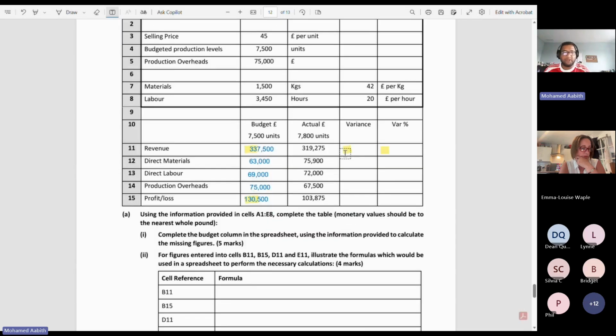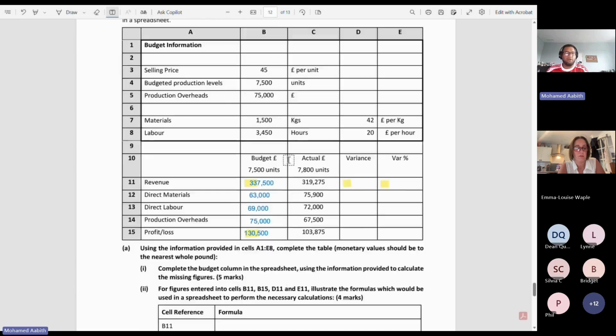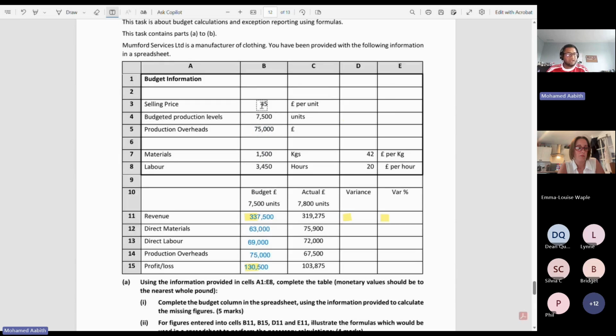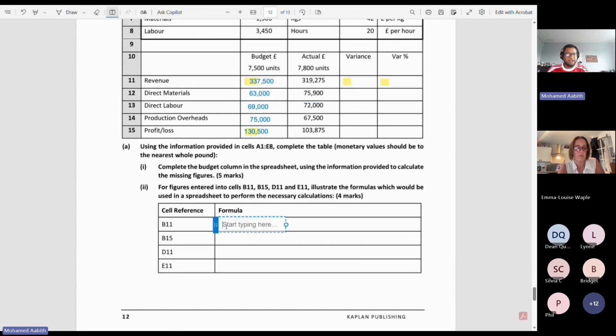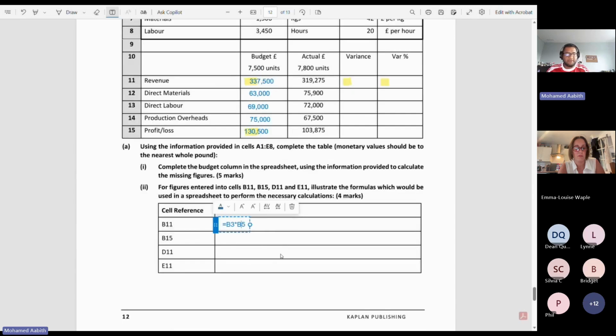But before we do it, we do the formulas here. Let's do the formula on B11. The formula is going to be equal to B3 times B4. That's all it is, isn't it? Because 7,500 times 45, that is the formula here. We're going to say equal to B3 times B5. And that's it. So not B5, it's B4.